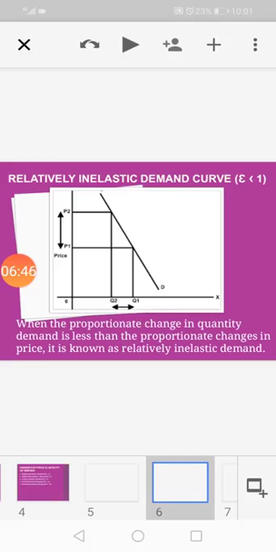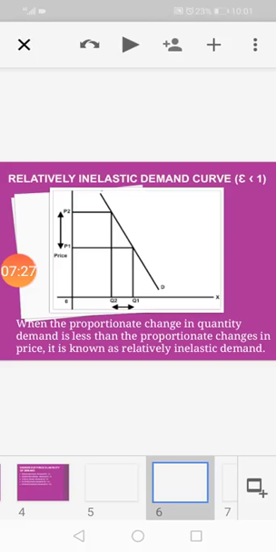So here we have plotted again the demand curve, and you can observe that here the demand curve is relatively steeper. It means when the demand curve is steeper, it shows relatively inelastic demand. What does it mean? When the percentage change in quantity demanded is less than the percentage change in price, or when the proportionate change in quantity demanded is less than the proportionate change in price, it is known as relatively inelastic demand.